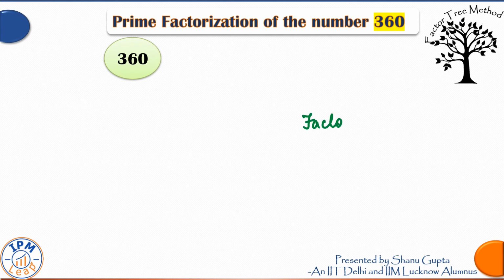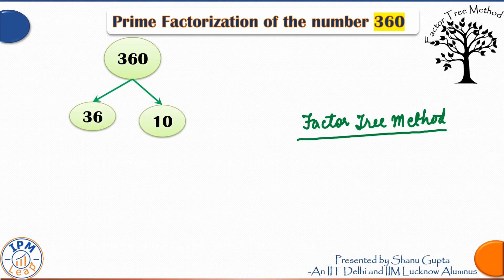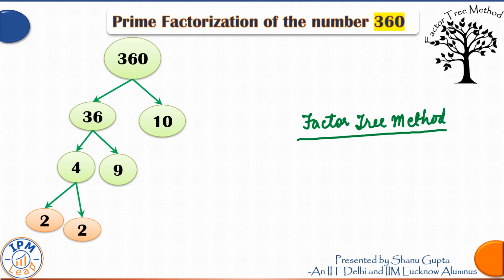So let us quickly prime factorize our given number, which is 360. Wild guess on any two numbers whose product is 360? Well, 36 into 10 is 360. Let us break 36 further. 36 is 4 into 9. Further, 4 is 2 into 2. And 9 is 3 into 3. In this branch we have 4 primes on the end nodes. Further, let's break 10. 10 is 2 into 5.